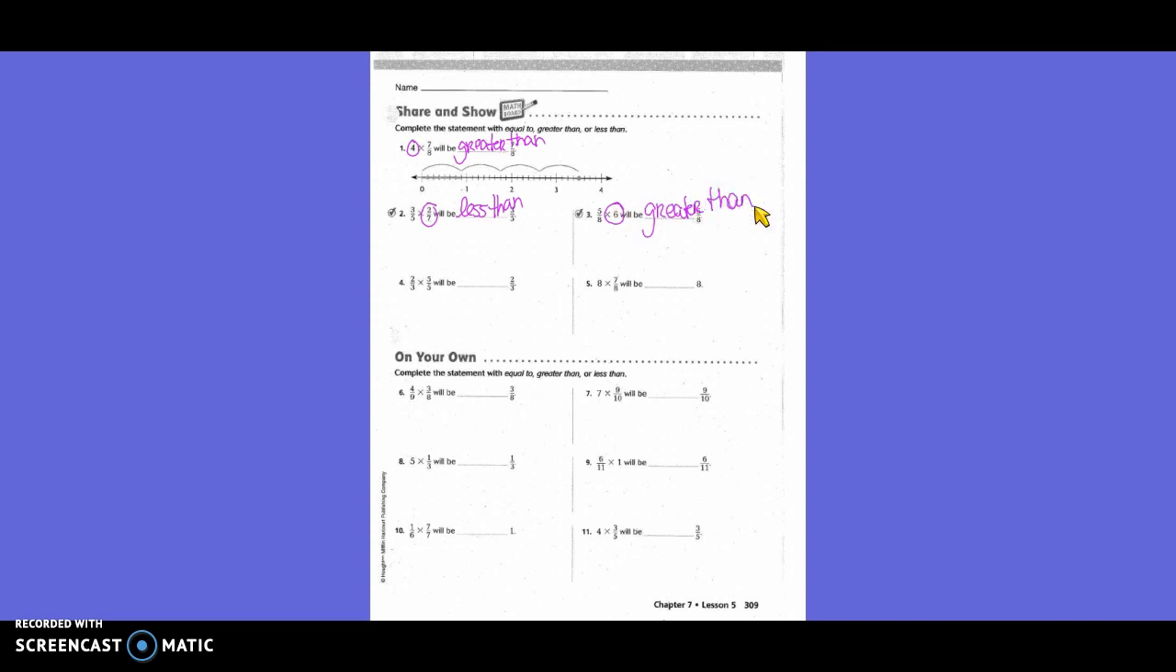Number 4, 2/3 times 5/5 will be something of 2/3. So the 2/3 kind of cancel each other out, right? So what are we looking at? The 5/5. What is 5/5 also equivalent to? 1. So if it's less than 1, then it'll be less than. If it's more than 1, it'll be greater than. But if it happens to be 1, it will be equal to.